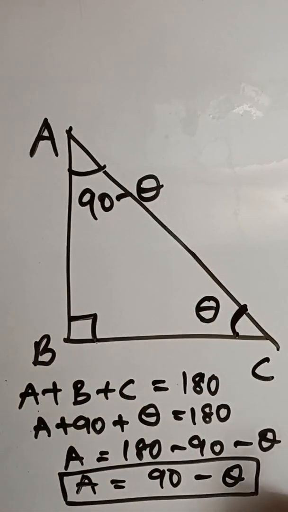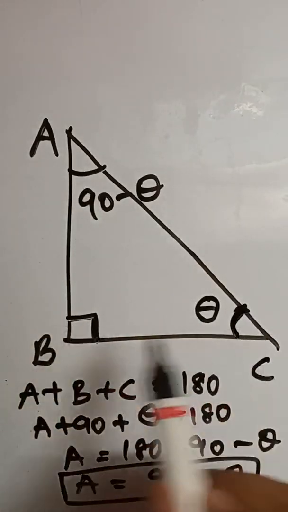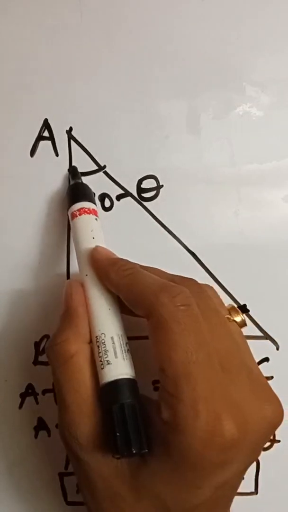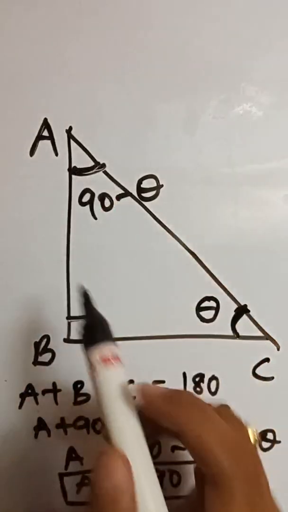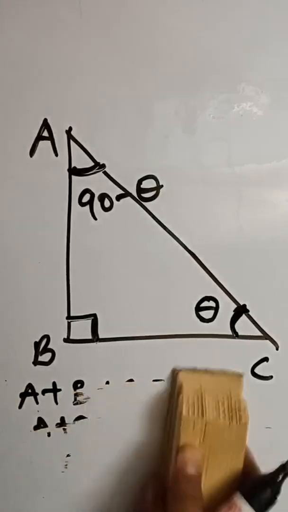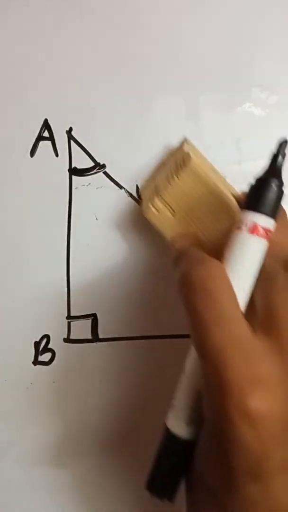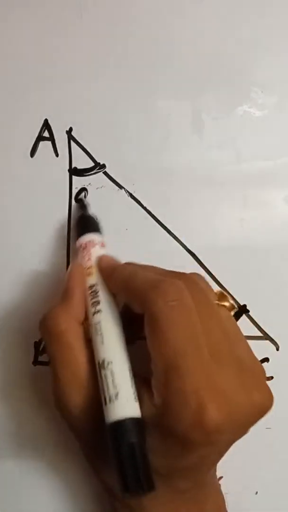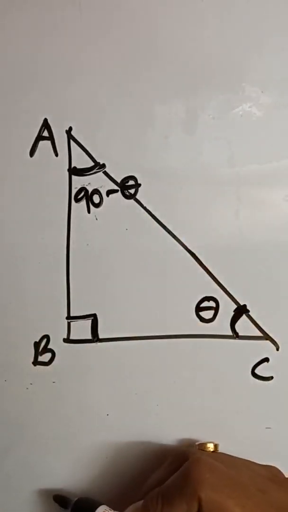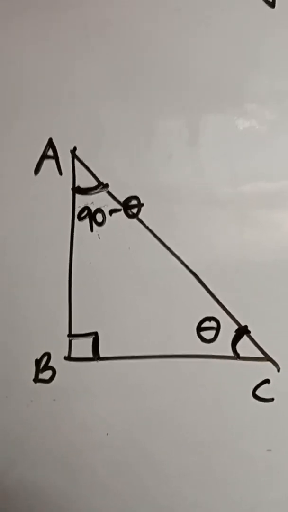Understood? In a triangle, if one angle is theta, another angle is 90, right angle triangle, then the third angle is automatically 90 minus theta. Okay, so you don't have to solve this always. You can directly know that this angle is 90 minus theta. So in the exam, if they give you a triangle like this, with one angle theta and another angle 90, you can directly write this angle is 90 minus theta. Okay, this will help us in solving the sums.